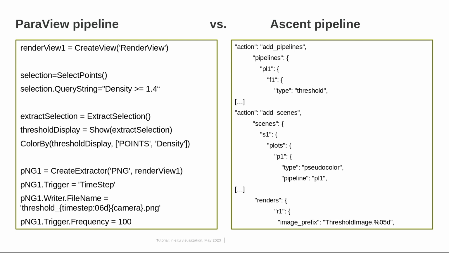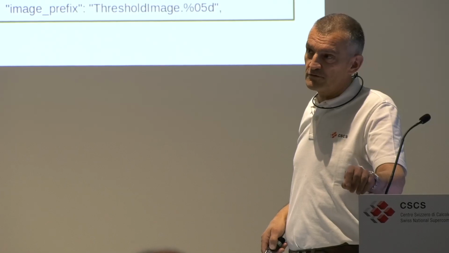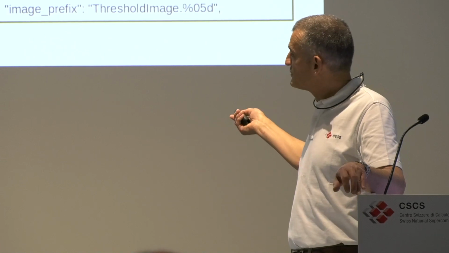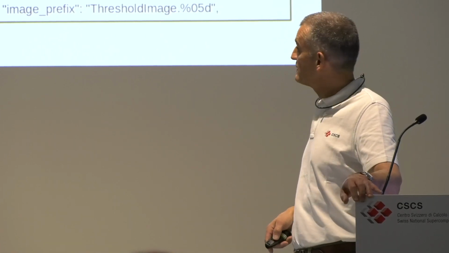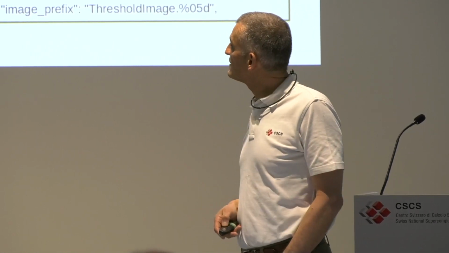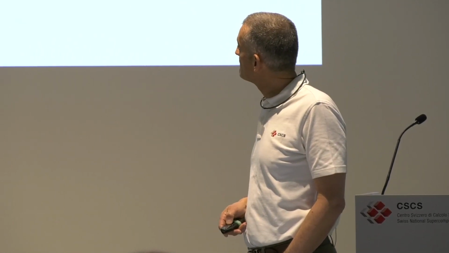And in the Ascent options.yaml, you put your trigger to say, I want to trigger every 100 iterations. Otherwise, it's more or less the same things.